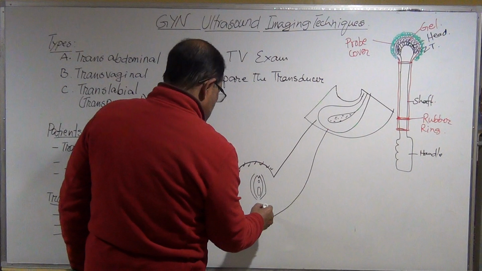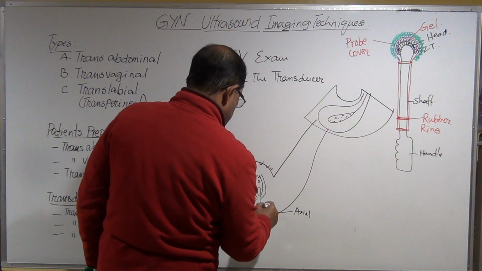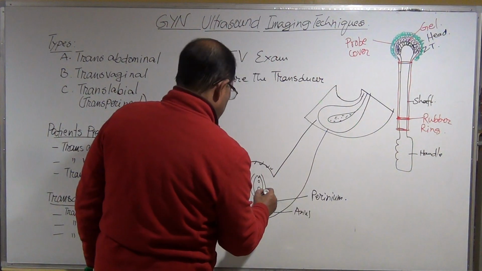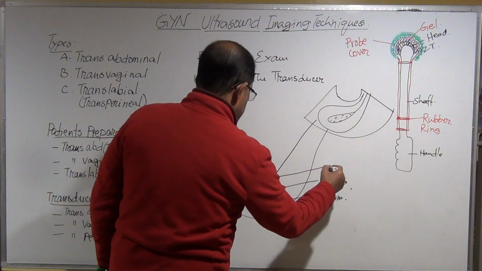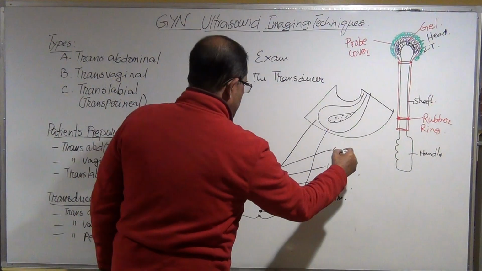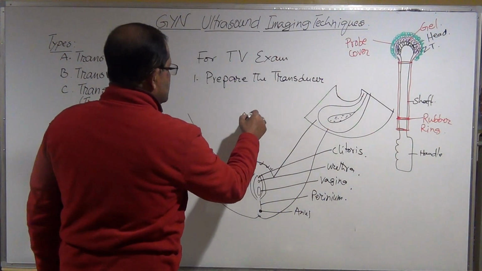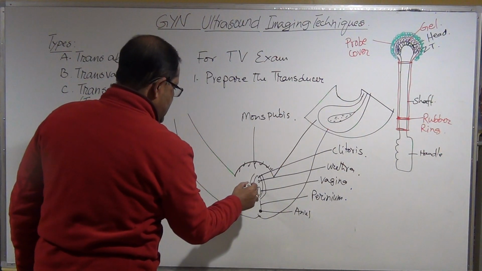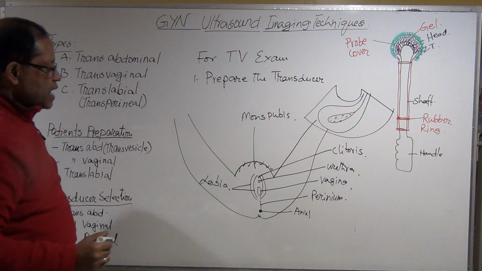Okay, so this is the anus, this space is the perineum, this is the vagina, this is the urethra, this is the clitoris, this is the mons pubis, and these are the labia. Labia majora and minora.